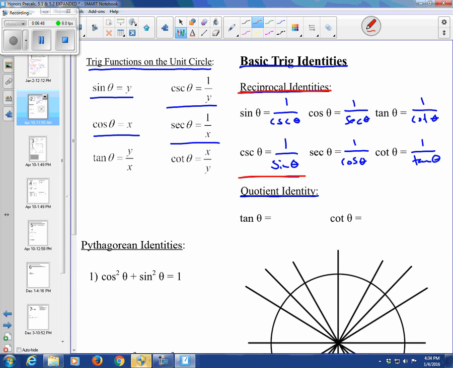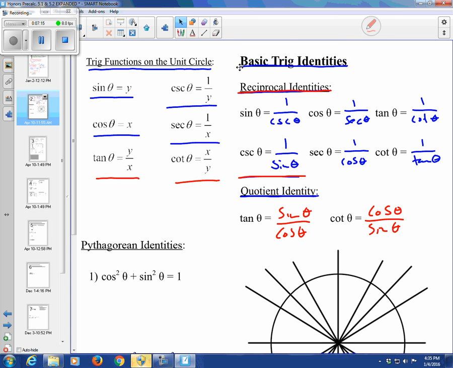So right here, the quotient identities are actually pretty easy to come by. We know that tan is y over x, right? So right here, that's going to mean that we can say that tan of theta is equal to sine of theta over cosine of theta. And cotan we know is x over y. And right here, we're going to be able to say then that cotan of theta would be equal to cosine of theta over sine of theta.